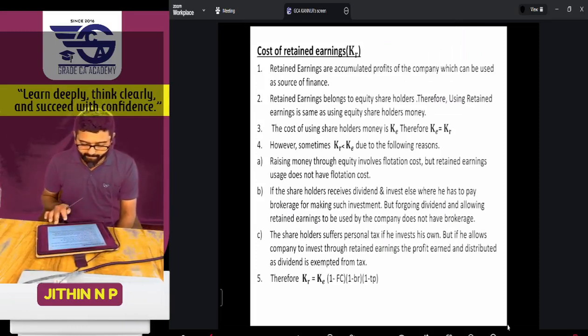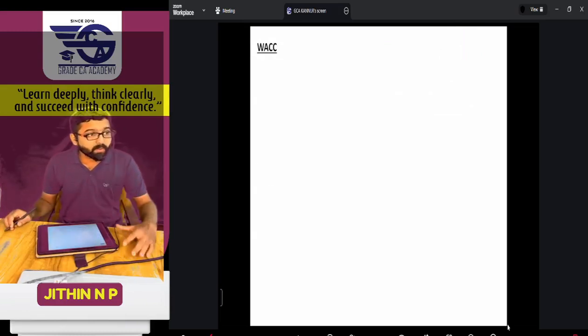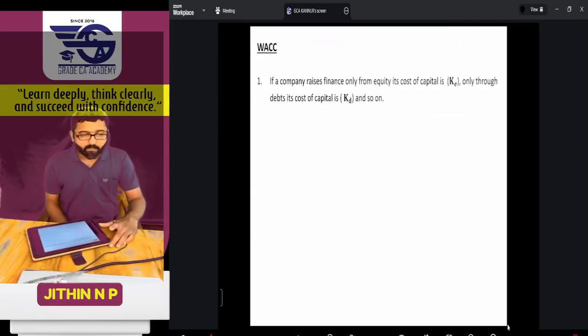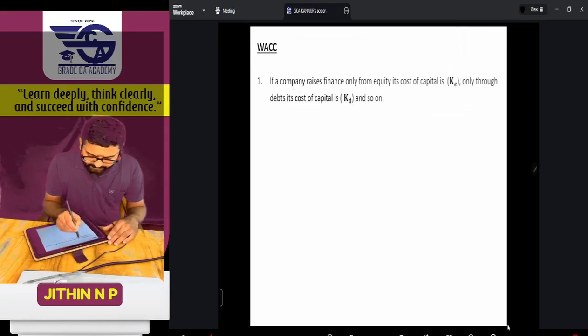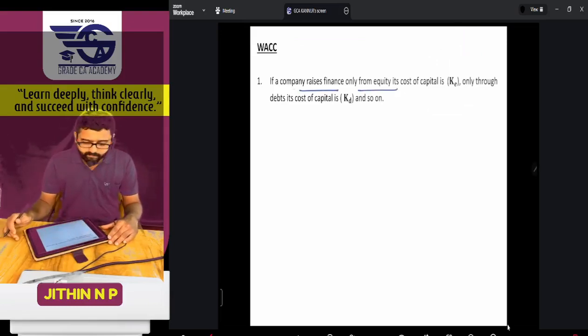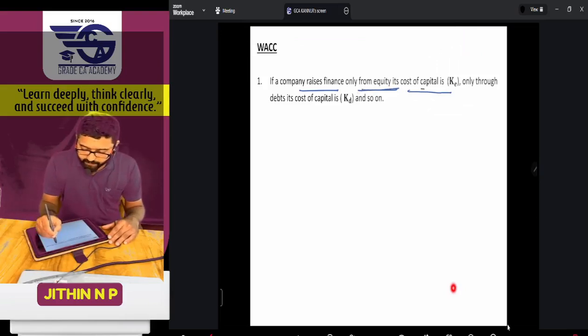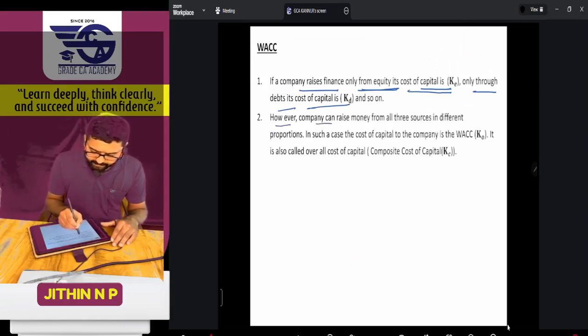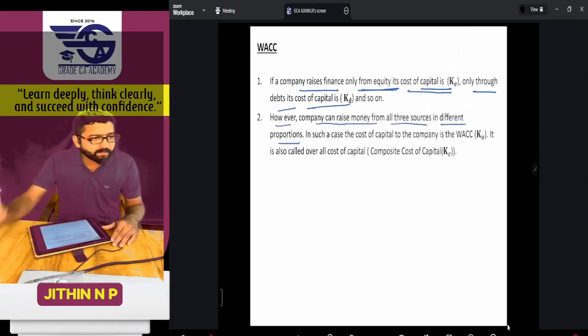Now we are moving to overall cost of capital or weighted average cost of capital. If the company raises finance only from equity, its cost of capital is KE. Only through debt, its cost of capital is KD. Clear? However, the company can raise money from all three sources in different proportions.